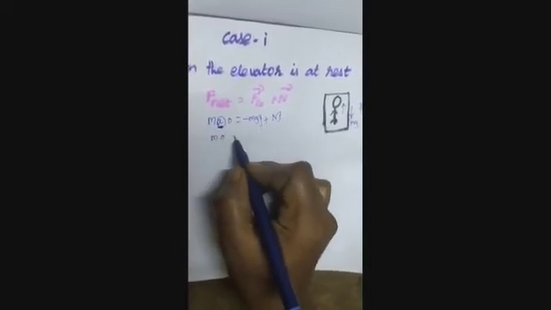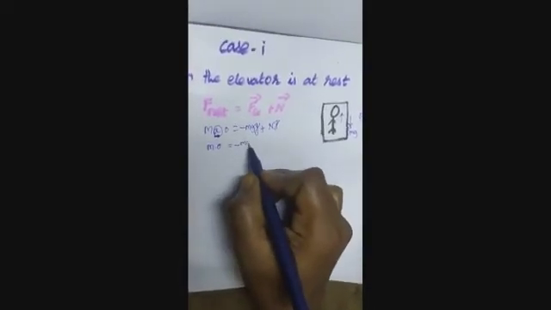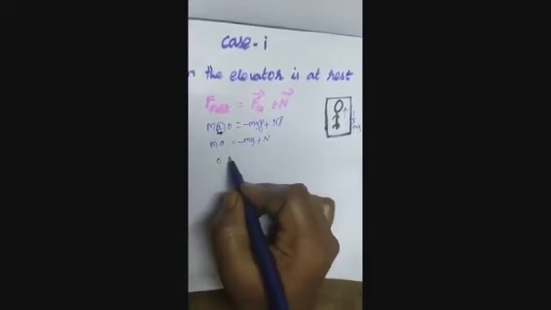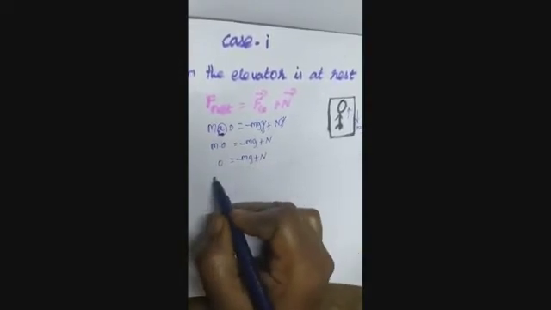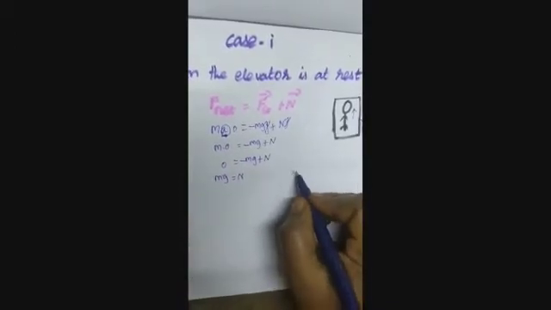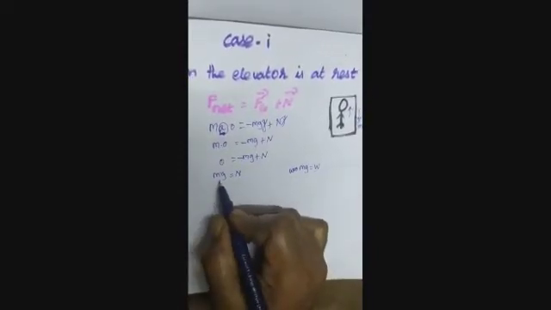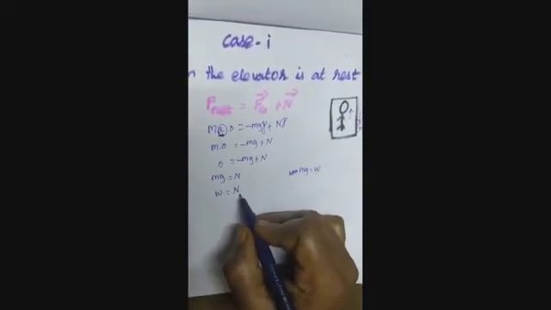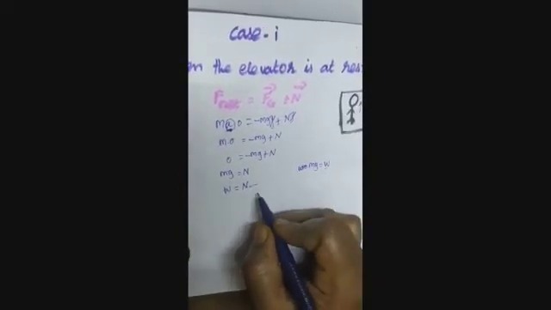M into 0 is equal to, cancelling the j cap on both sides, minus mg plus N. M into 0, the whole term becomes 0. So 0 is equal to minus mg plus N. Now exchanging the terms, mg is equal to N. We know that mg is the weight W, so W is equal to N. From that we know the apparent weight of the man is equal to his actual weight.